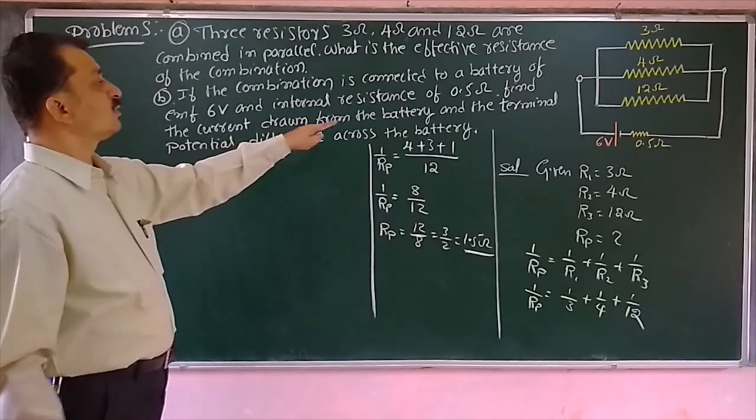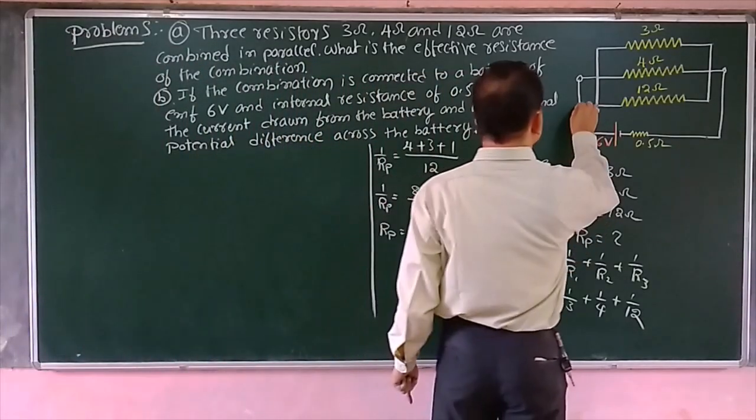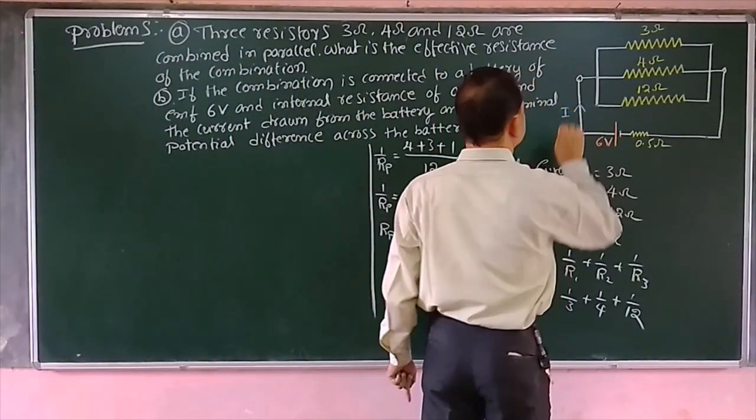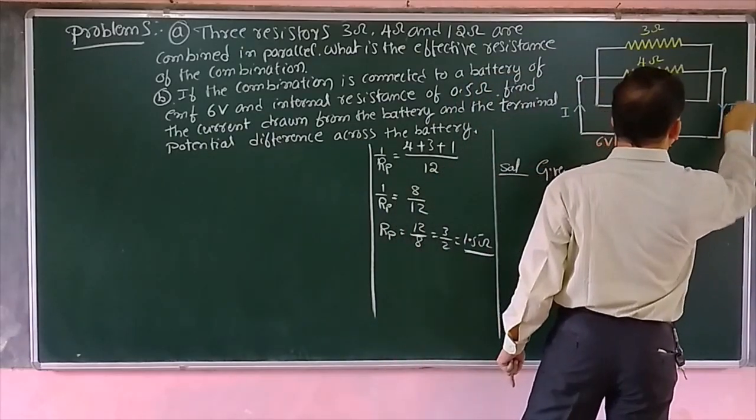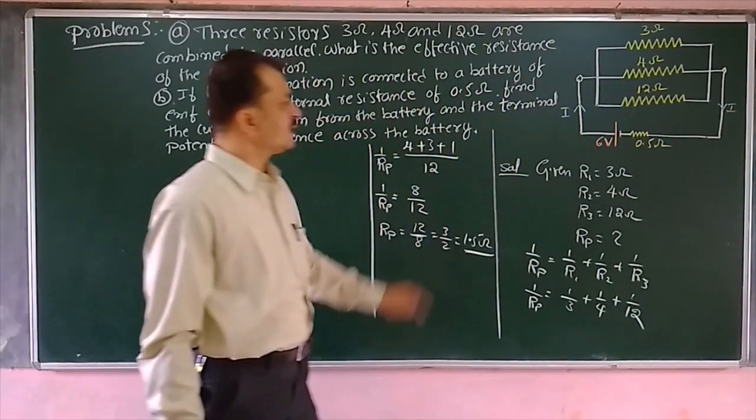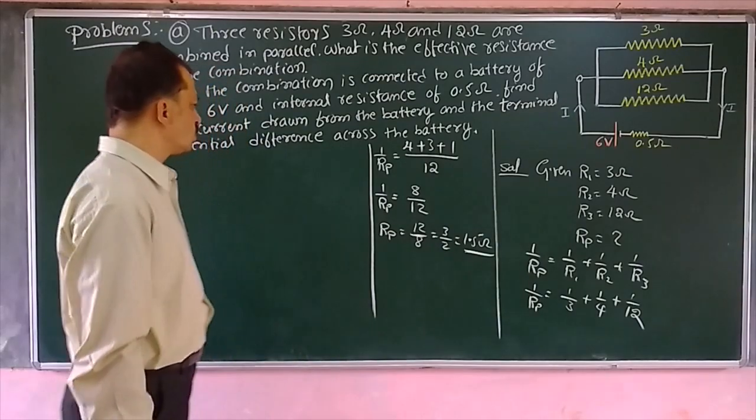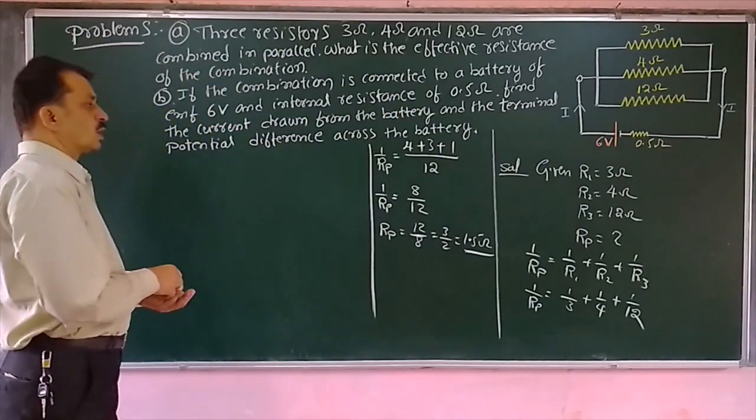Find the current drawn from the battery. We have to calculate what is the total current. Here we have to work out only the total current and the terminal potential difference. Those two things we are going to work out.